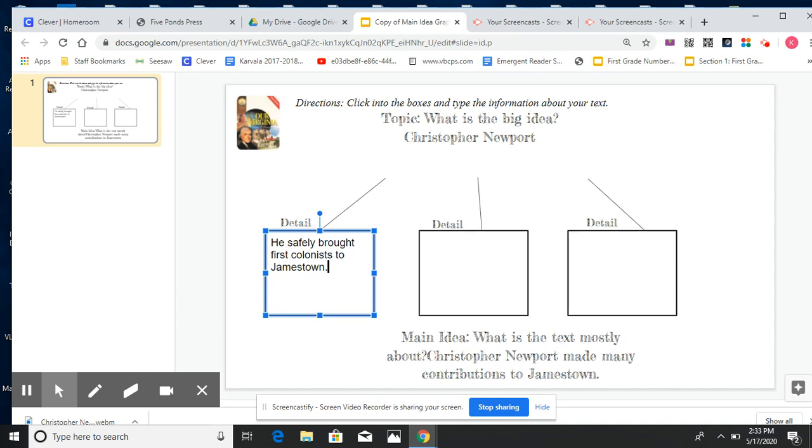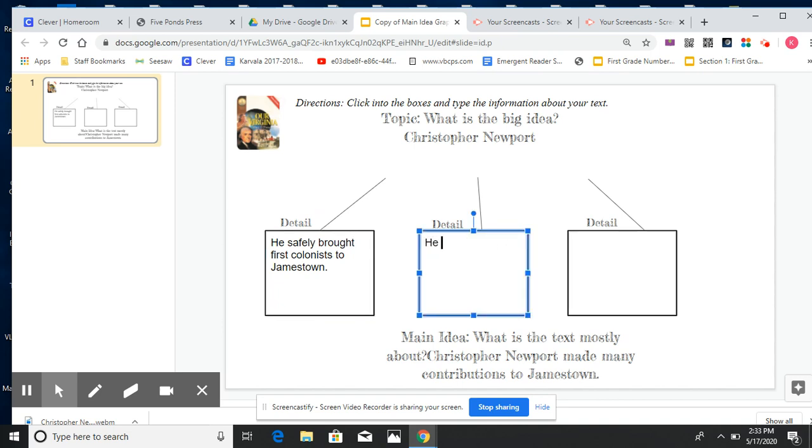Okay, well, I hope you had a chance to talk about it. Do you remember we saw the picture of the Indians and the fighting? So I remembered one of his contributions was that he kept the peace between the Indians and the settlers. So they weren't always fighting. So I'm going to click in my next box.